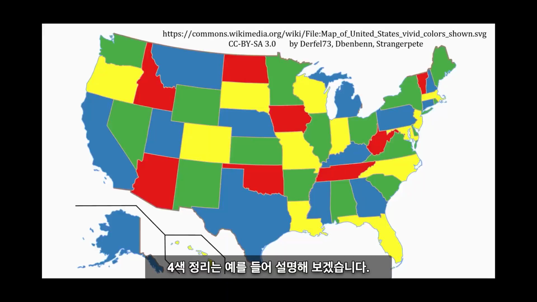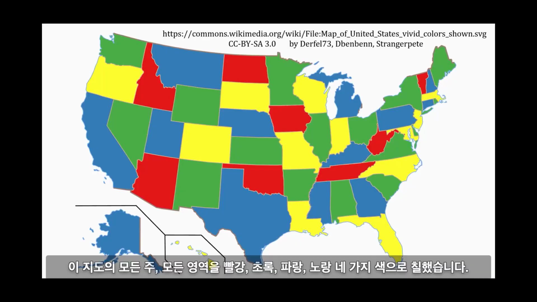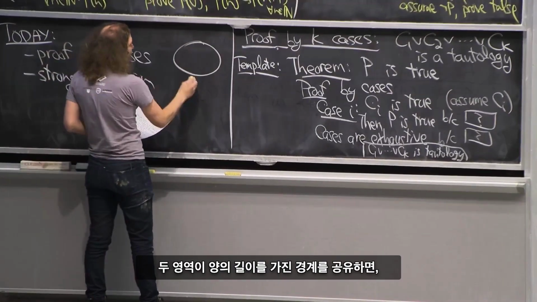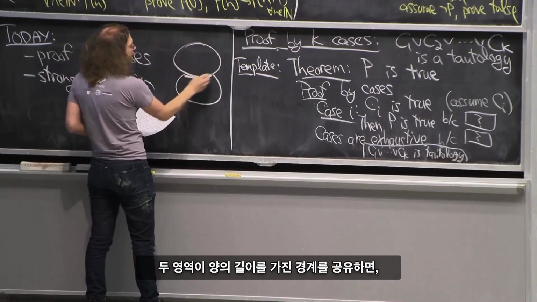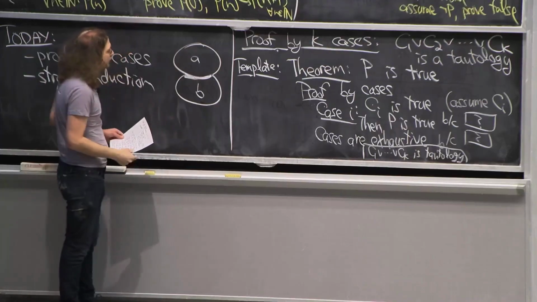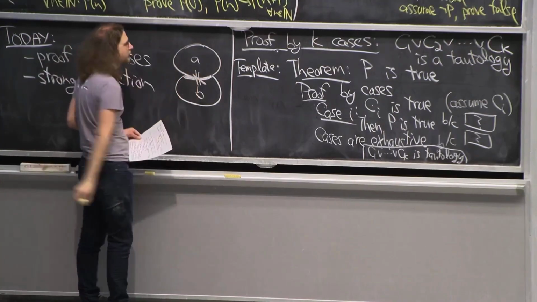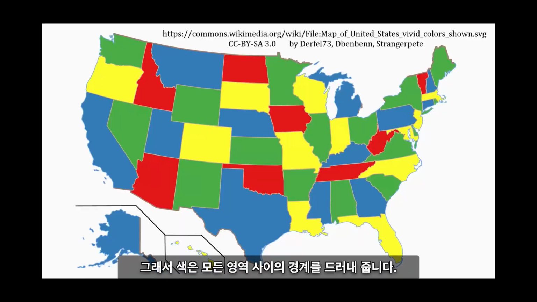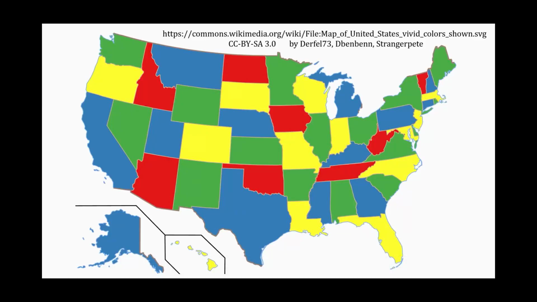I'll illustrate the four-color theorem with an example. So here's a map of the United States. And I've colored all the states, all the regions of this map with four different colors, red, green, blue, yellow, in such a way that if you have two regions that share a positive length boundary, then this color A is different from this color B. Okay, it has to be not equal. Otherwise, if you had two red regions next to each other, it would be hard to see the boundary. So the colors illustrate the boundaries between all the regions. Four colors seems to be enough for this map.